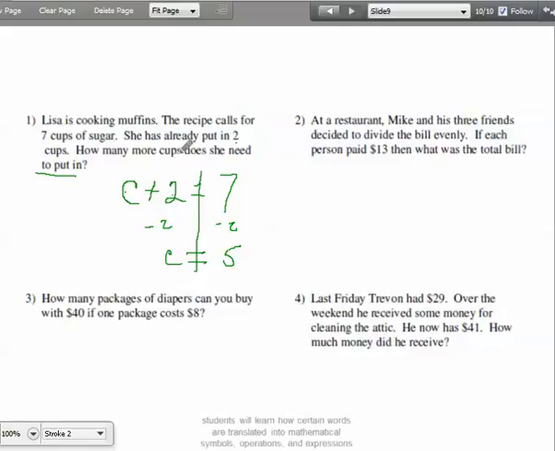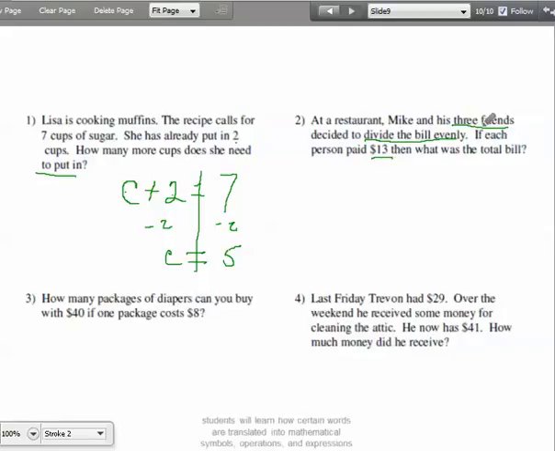Okay, simple example, but it's one of those things where, yeah, it's real. If you were cooking something, you need to know how many more of something you need to put in. This is the way you could do it. Okay? So, number 2, at a restaurant, Mike and his 3 friends decided to divide the bill evenly. If each person paid $13, then what was the total bill?